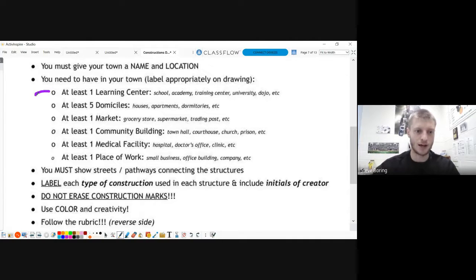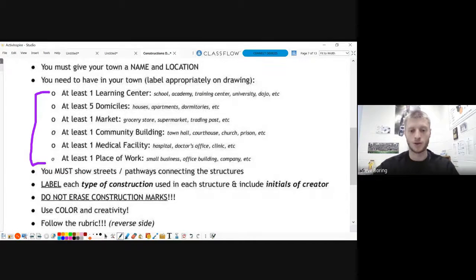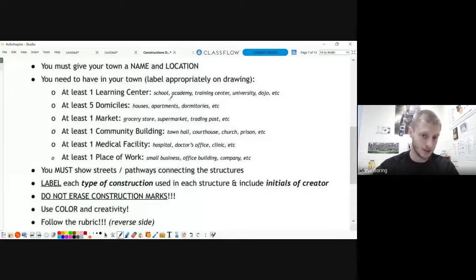You need to incorporate all of these things into your town so we can call it a functional town. I made these pretty vague on purpose because I want you to be creative. So a learning center, where do people go to learn things? It can be a school, it can be an academy, it can be a university, a college, it can be a dojo where people learn martial arts, like if you want to do the Hidden Leaf Village in Naruto, if you want, I don't care. Five domiciles, that's a fancy word for a place where people live. That's it. You cannot do an apartment building with 5 windows and say that that's where all 5 people live. That's not 5 different ones. It needs to be 5 separate buildings.